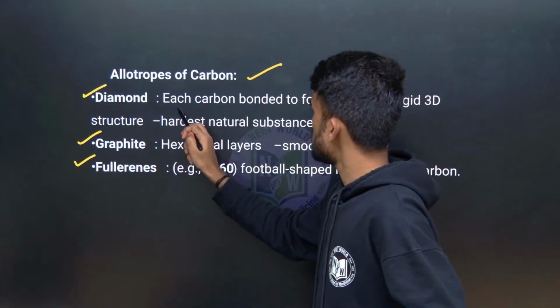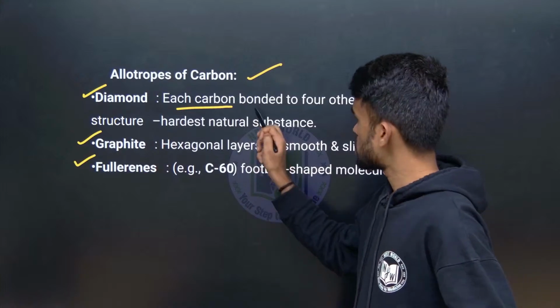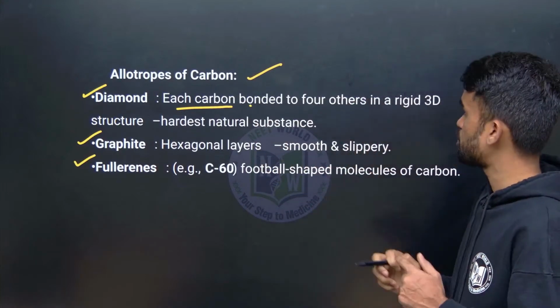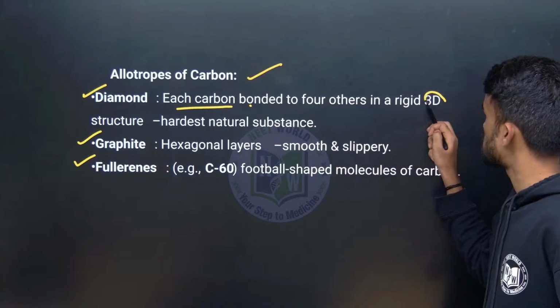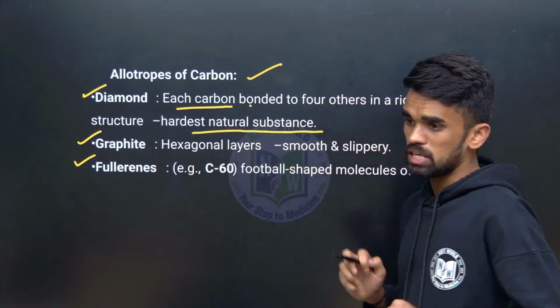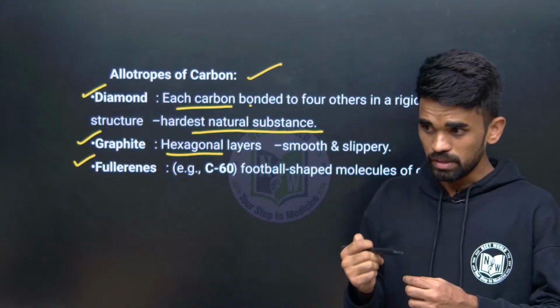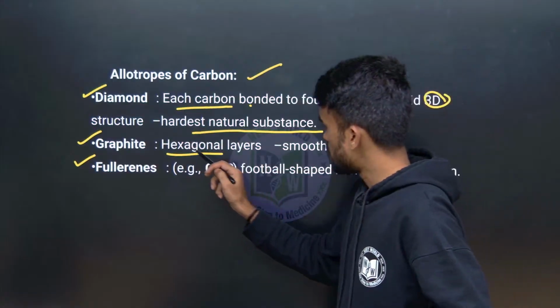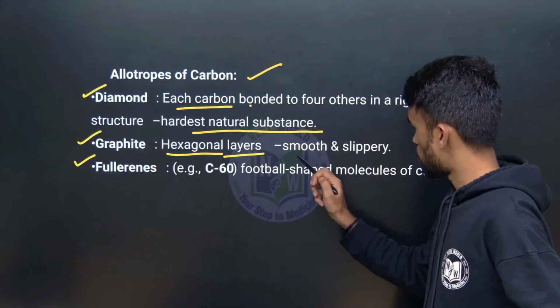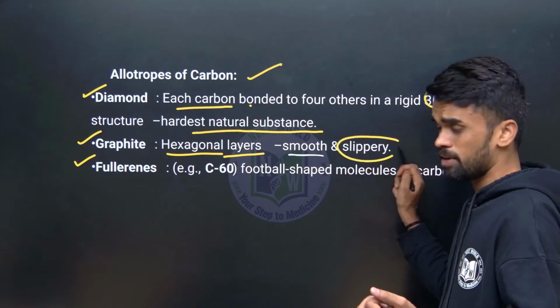So each carbon in diamond will be sp3 hybridized. What is the hybridization of each carbon? sp3, and it will have a 3-dimensional shape. It is the hardest natural substance known. Now graphite we use in our pencil leads. It has hexagonal layers. It is very smooth and slippery, therefore it is used as a lubricant.